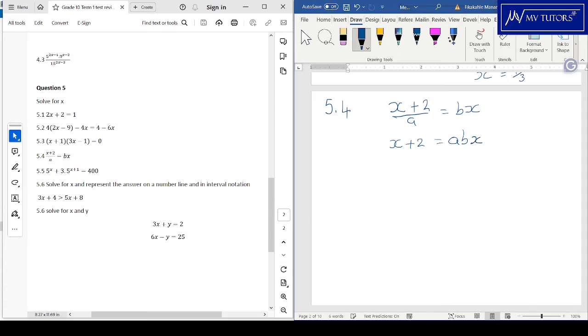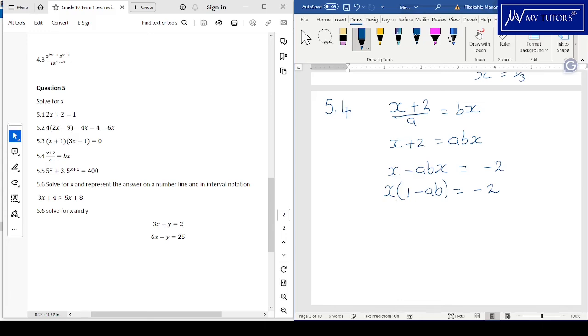Now I want variables on one side and numbers on the other. So I'll have x. I'll bring this whole expression this side, it becomes minus abx, is equals to, I'll take this 2 to the other side, it becomes minus 2. Now, between these two, I factorize. That's why we did the topic of factorization, because I'll need it. Take out the common factor x. I multiply x with 1 minus ab, and all of this is equals to minus 2.